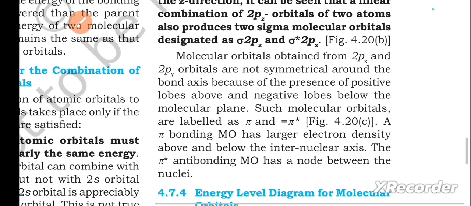Molecular orbitals obtained from 2px and 2py orbitals are not symmetrical around the bond axis because of the presence of positive lobes above and negative lobes below the molecular plane. Such molecular orbitals are labeled as pi and pi star. A pi bonding MO has larger electron density above and below the internuclear axis. The pi star anti-bonding MO has a node between the nuclei.